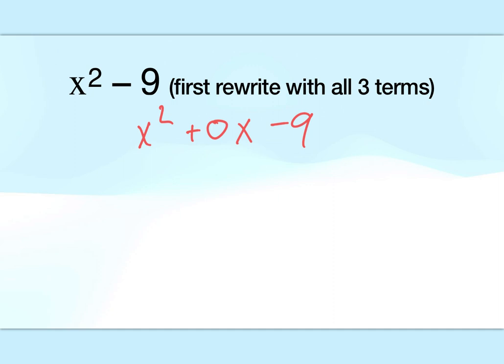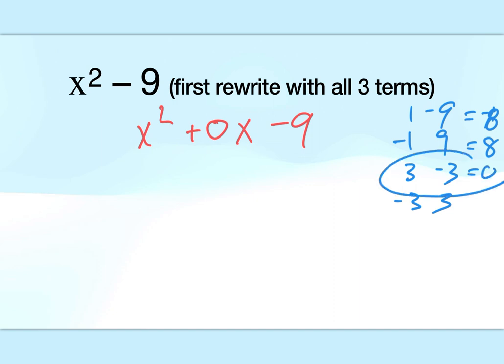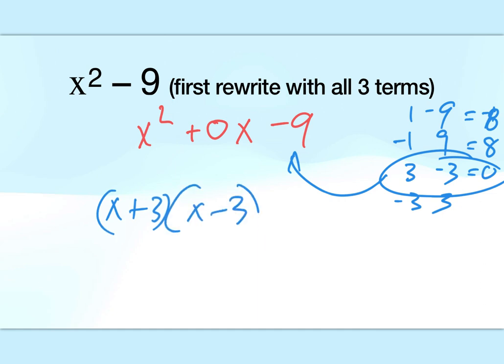What multiplies to negative 9? 1 and negative 9. Negative 9 and 1, that's the same thing. 1 and negative 9, negative 1, positive 9. 3 and negative 3, negative 3 and 3, well, that's the same thing. These add to negative 8. These add to 8. These add to 0. Oh, that's what I want. X plus 3. X minus 3.